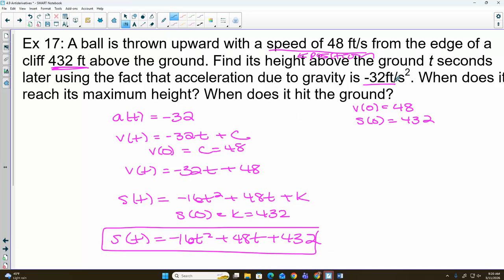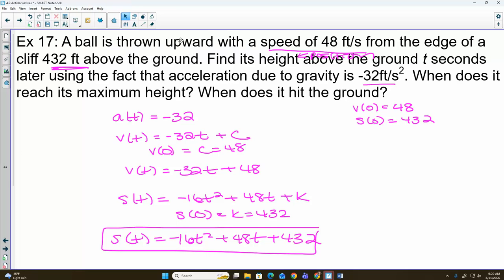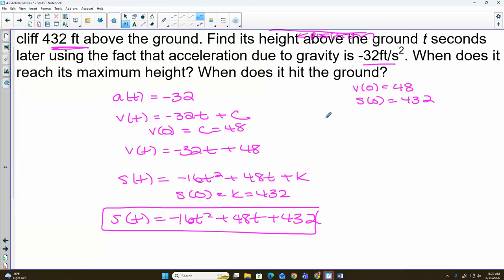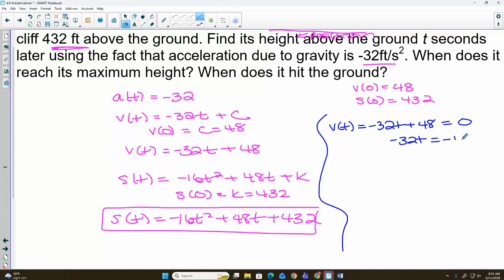Then I asked other questions, just because we've done some of these types before and I wanted to make sure we remembered. When does it reach its maximum height? If it reaches the maximum height, what does that mean? The derivative. What's the derivative of position? The velocity. So my maximum height is just when my velocity is equal to what? I get 3/2 or 1.5 seconds.